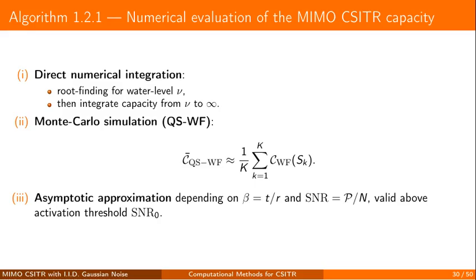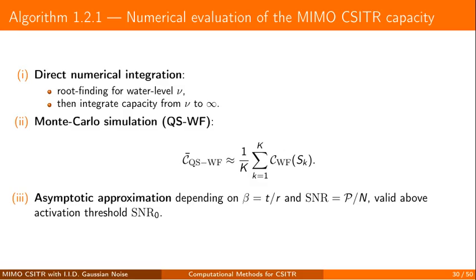As in the CSIR case, three methods are available. The first is direct numerical integration. We solve a root-finding problem to locate the water level, then integrate the capacity expression from that level to infinity. The second is Monte Carlo simulation of the quasi-stationary model. We draw many random channels, apply deterministic water filling to each, and average the results. The third is an asymptotic approximation that depends on the antenna aspect ratio and the SNR.